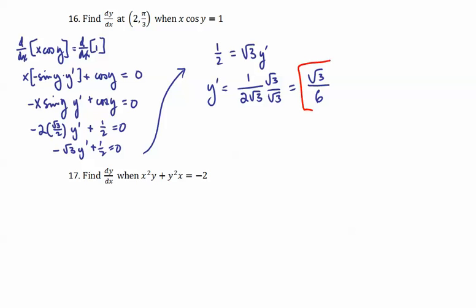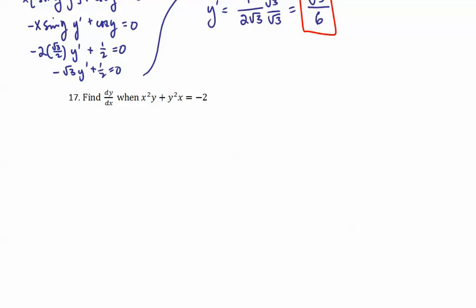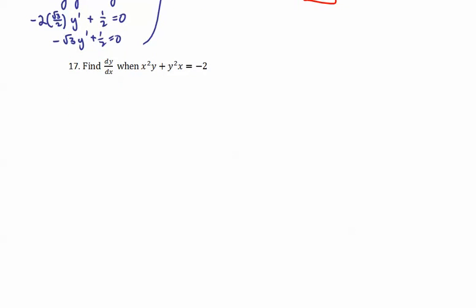And that does it for that. Next, for 17, we want to find dy dx when x squared y plus y squared x is equal to negative 2. We'll scroll up just a bit. And here we go. So we're going to take the derivative of both sides with respect to x. X squared y plus y squared x equals the derivative of negative 2.